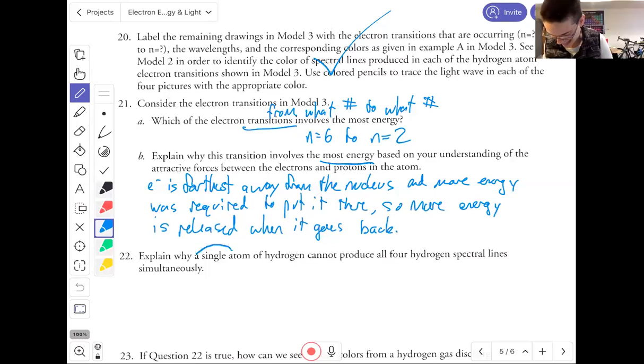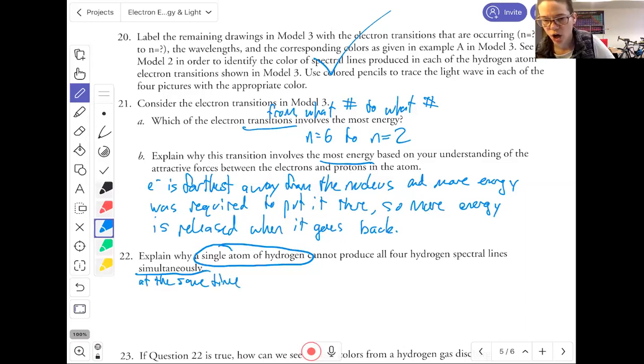If I told you that a single atom of hydrogen cannot produce all 4 colors simultaneously, meaning at the same time, why is it not possible for hydrogen to make 4 colors all at the same time? It only has 1 electron, so it can only be doing 1 jump per time.